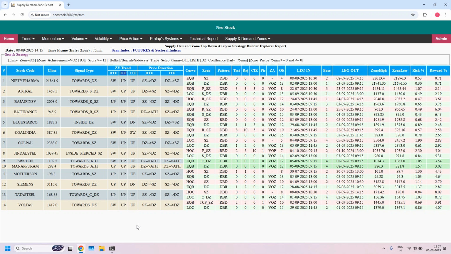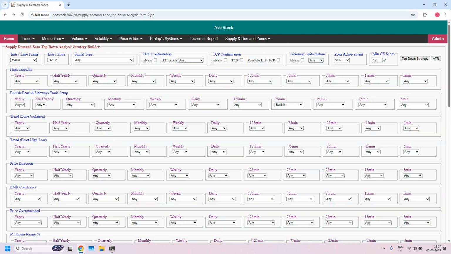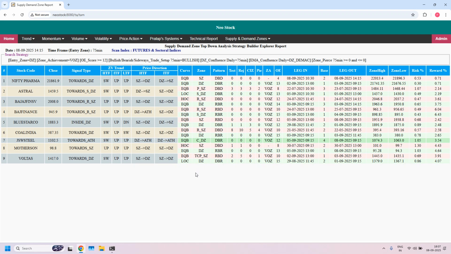We can further filter this list based on daily demand zone having daily EMA confluence, because the 75 minutes demand zone is overlapped with the daily demand zone. So let's filter. We got 9 stocks. All these 9 75 minutes demand zones might have a higher probability of success, provided less than 20 checklist items are satisfied. Otherwise, there are higher chances of zone violation.